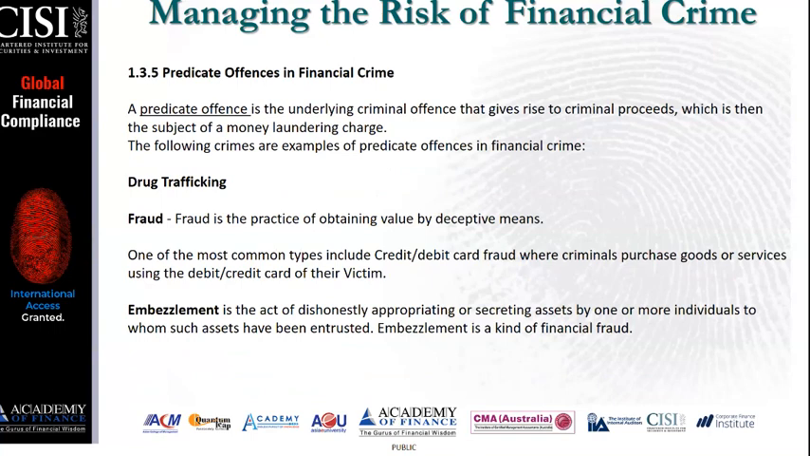So we're going through the definition of predicate offense. It's the underlying criminal offense that gives rise to the criminal proceeds, which then is subject to a money laundering charge. So it's the underlying criminal offense, which is referred to as the predicate offense. Drug trafficking is an underlying predicate offense. Fraud is, human trafficking is, bribery and corruption, embezzlement, all of these are considered predicate offenses for financial crime.